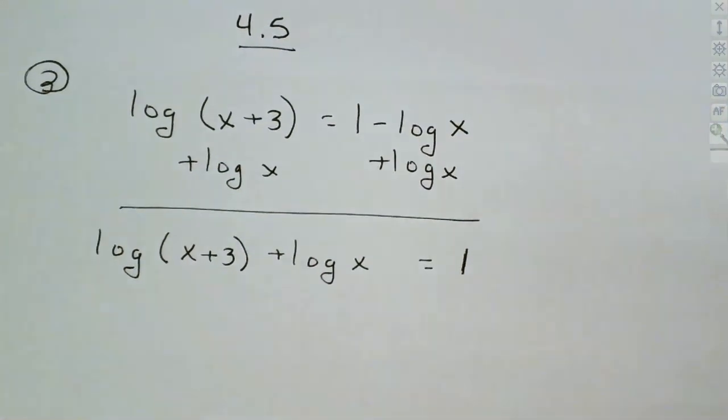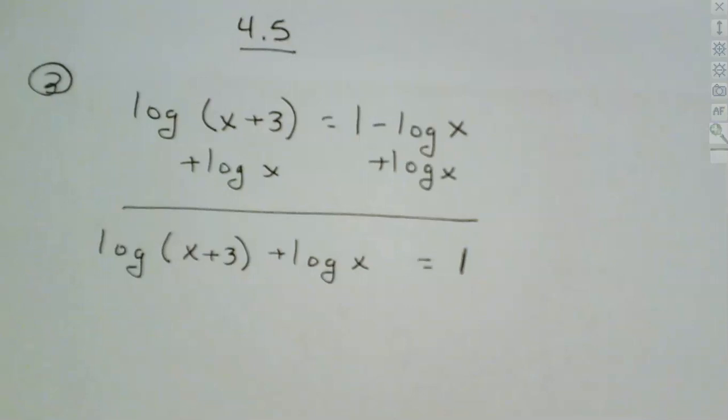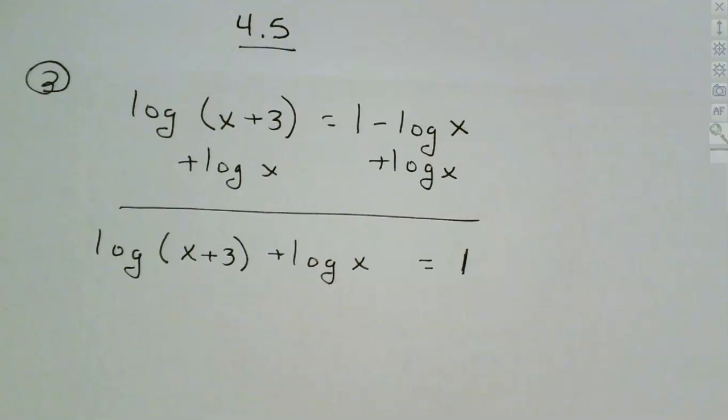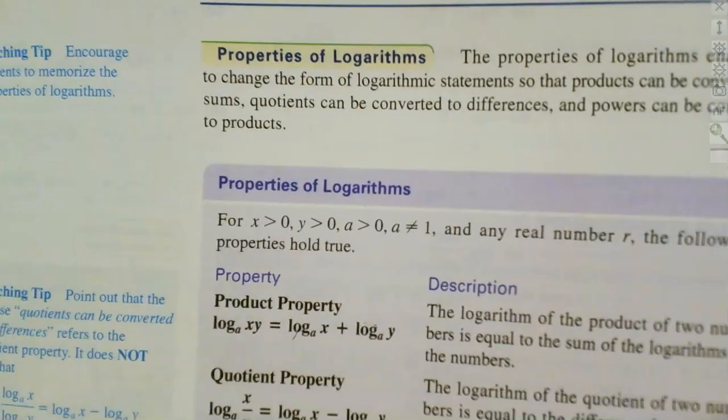We want to try to combine this into now one logarithm. Logarithms have some unique properties that only logarithms use. And these properties we talked about a little bit last time. But I'll go ahead and put them up on the screen. And these properties were all explained in 4.3, I believe it was. Let me find those properties. On page 469, these properties here.